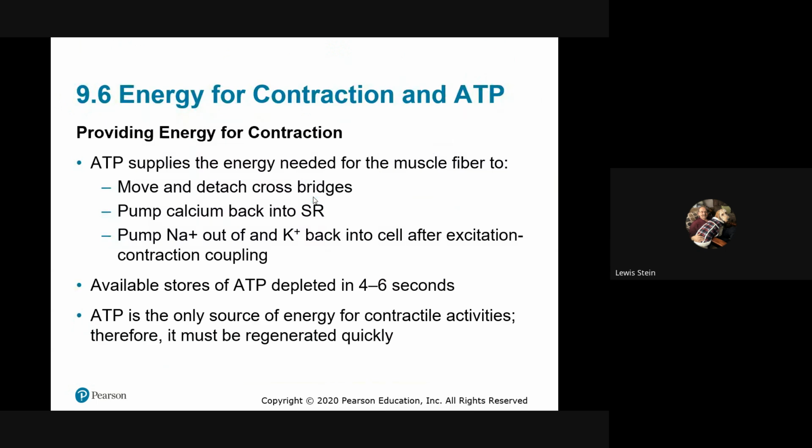So, energy. The last part about this particular PowerPoint is energetics. And we're pretty well rapidly getting through this. So if it's not done today, it'll be done easily enough on Wednesday. So you get the idea, we're moving along. Energy for contraction.